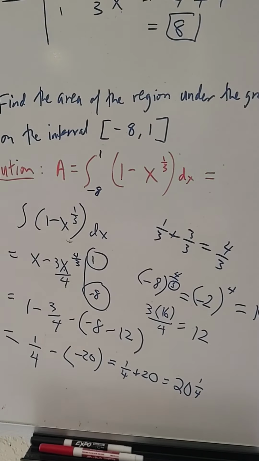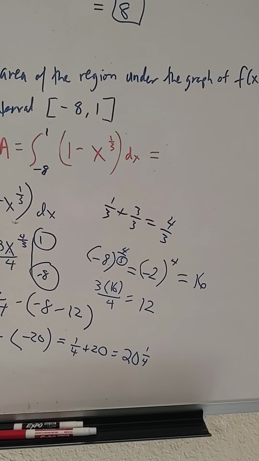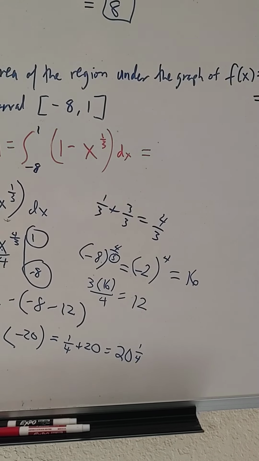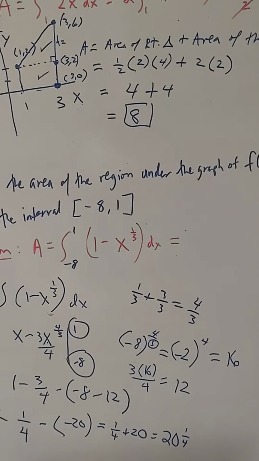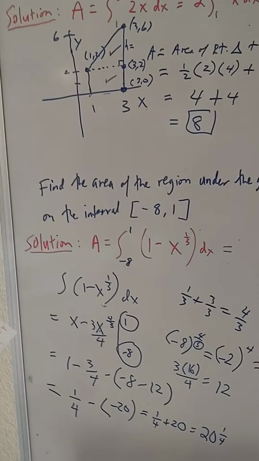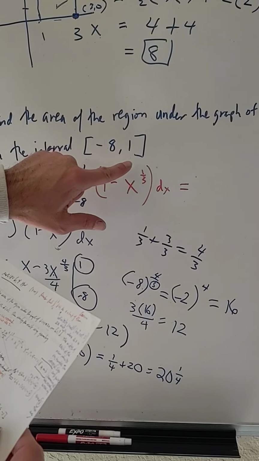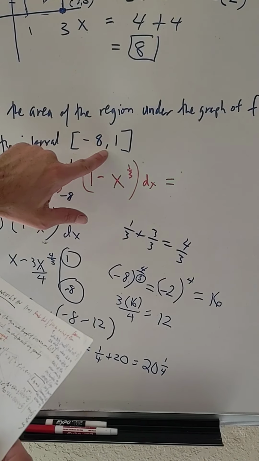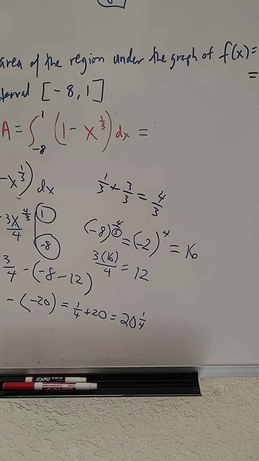Let's see if I see any mistakes there. Oh yeah, I see my mistake. Oh, actually, it's fine. On my notes, I had it from negative 8 to negative 1. That's okay. So from negative 8 to 1, everything is done correctly. Okay, so we are done.